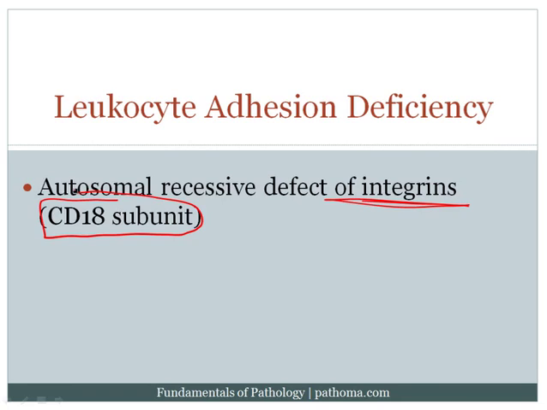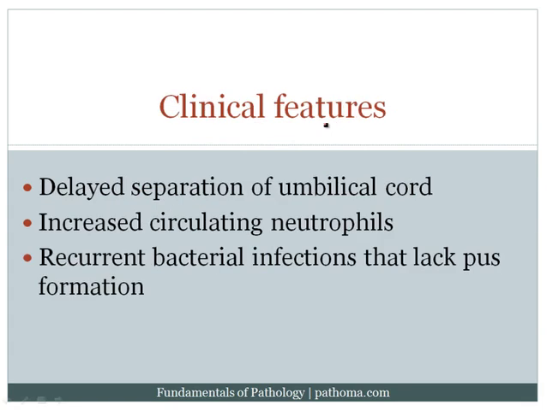When there is defective integrin, as you just learned, integrin is necessary for the neutrophil to actually be able to bind the cellular adhesion molecules on the endothelium. If there is no integrin, the leukocytes will not be able to adhere to the endothelium, and they will not be able to be drawn eventually into the tissue. So guess what the clinical findings are going to be? Well, one of the key clinical findings is delayed separation of the umbilical cord. Very, very early finding and very high yield for examinations.